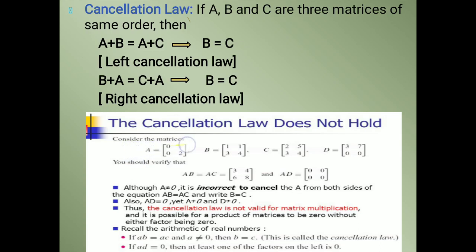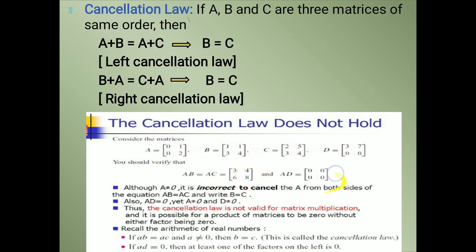Now cancellation law does not hold for some matrices. See here, we have considered a matrix A which has elements 0, 1 and 0, 2, and B as 1, 1, 3, 4, and C as 2, 5, 3, 4, and D as 3, 7, 0, 0. Now AB equals AC. Here if I multiply AB and AC, what you get is 3, 4, 6. That means in some cases A will not be cancelled. It will be kept as a whole matrix and multiplied, and the resultant will be this matrix.